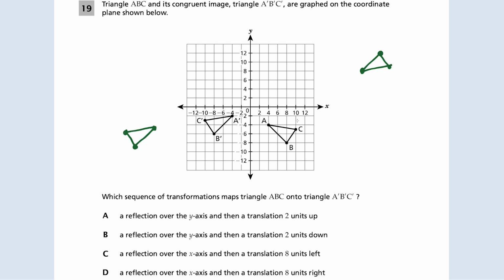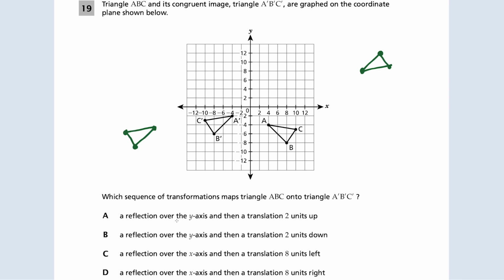So question 19, we have triangle ABC over here in quadrant 4, and its image, triangle A prime, B prime, C prime, is over here in quadrant 3. And what we want to do is find the sequence of transformations that maps triangle ABC onto triangle A prime, B prime, C prime. So we want to follow the transformation so that this triangle falls exactly on top of this triangle.